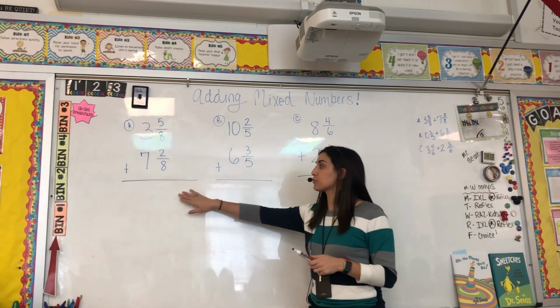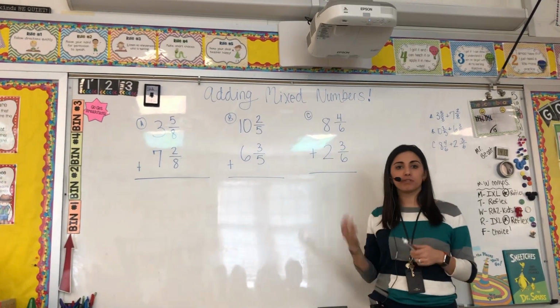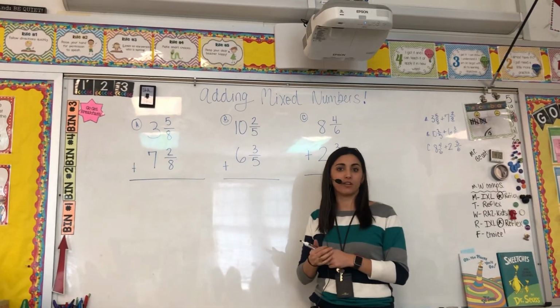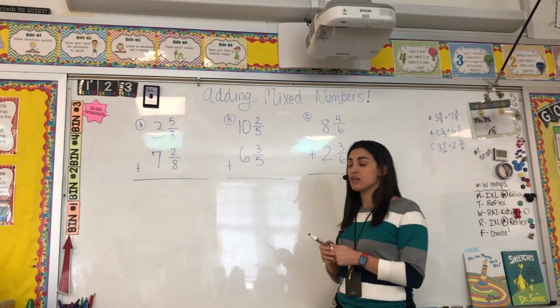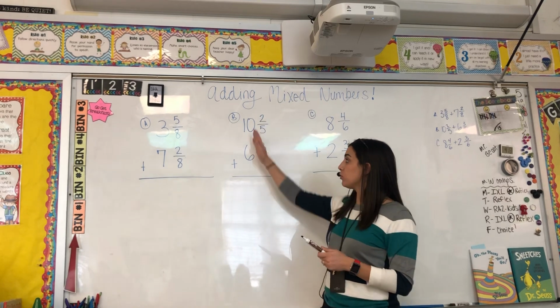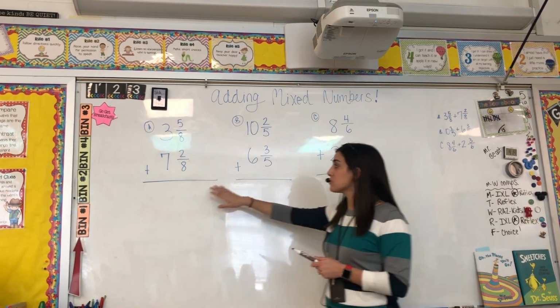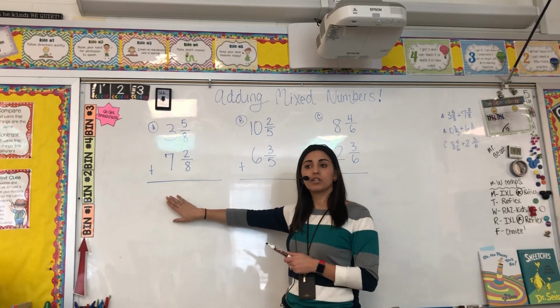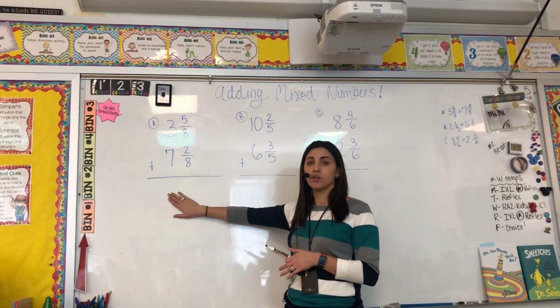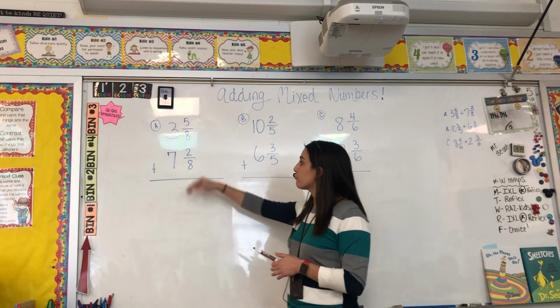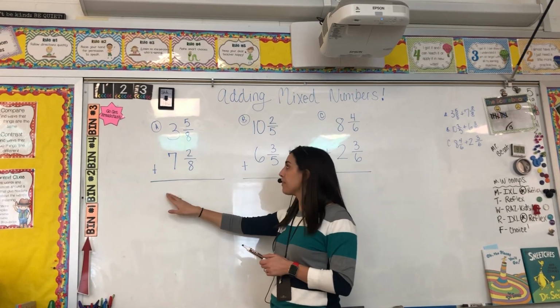I'm going to show you 3 different problems for 3 different situations you might find yourself in when adding mixed numbers. Notice for each problem, my whole numbers are lined up and my fractions are lined up. So I'm going to start with problem A, which is going to be our easiest, most basic problem for adding mixed numbers. So first, I look at my whole numbers and I add them.